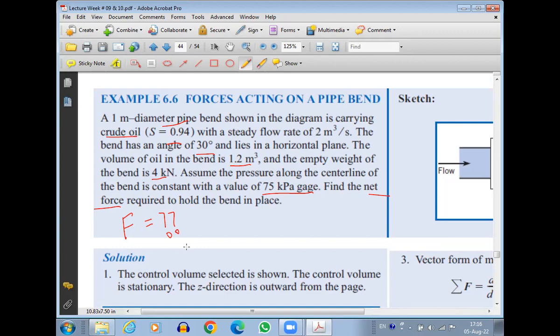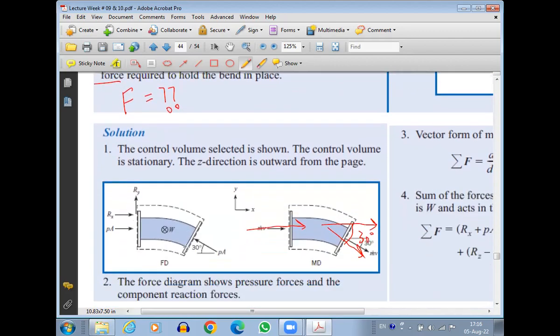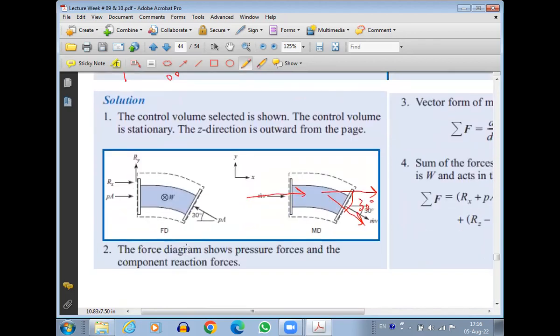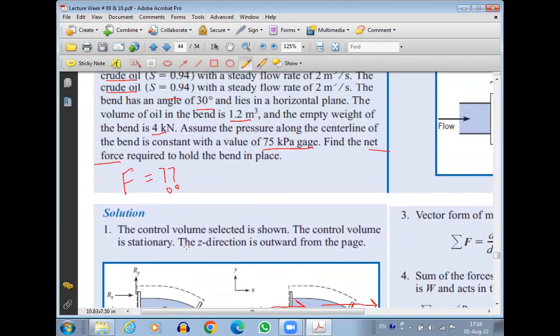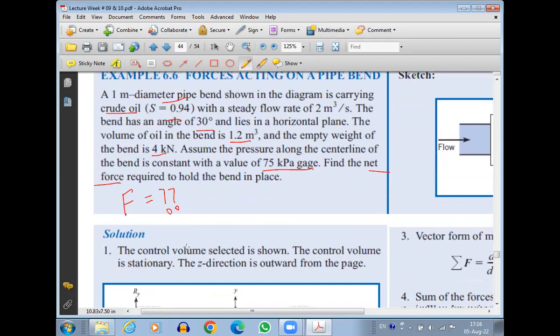Steady means no momentum accumulation term. The flow rate is 2 meter cube per second. And the pressure along the center line is fixed. It's constant, about 75 kilopascal gauge. We need to find out how much is the force required to hold the bend in place. So this is the problem statement, and this is the figure of the problem. First of all, do you understand the problem statement along with the figure? Is there anything within the problem statement or the figure which is not clear to you? Please feel free to ask.